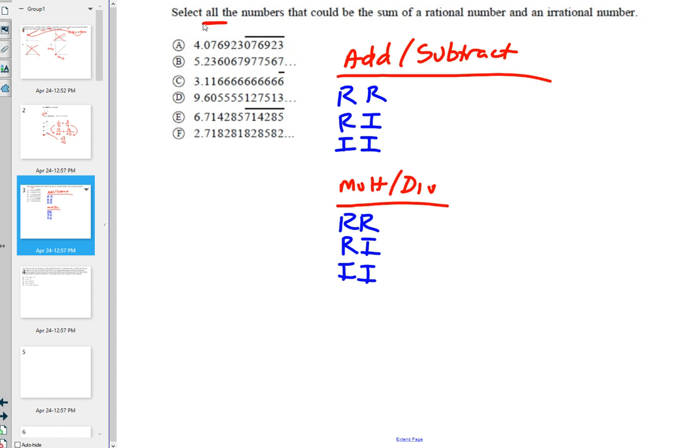If you add or subtract a rational with a rational, you always have to get a rational. If you add or subtract a rational with an irrational, you always have to get an irrational. Always. If you add an irrational with an irrational, I'm trying to think of a counter example, but I'm pretty sure this will always have to be irrational.